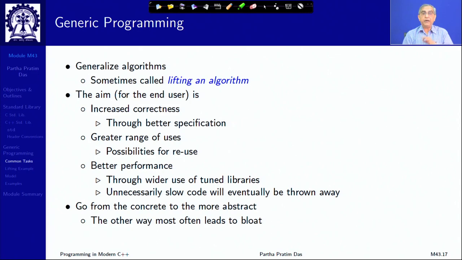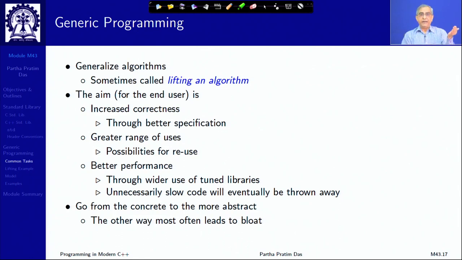So, generic programming tries to generalize the algorithm, which is also called lifting an algorithm, so that its correctness can be increased, because you are generalizing, you are specifying it in a very compact form and possibly once, to be used a million times afterwards. So, a better specification must be possible.